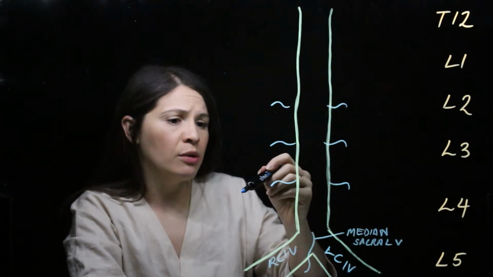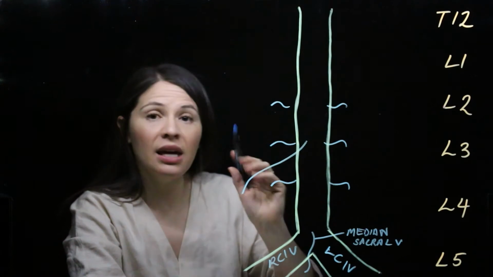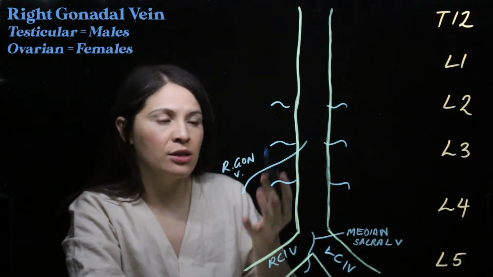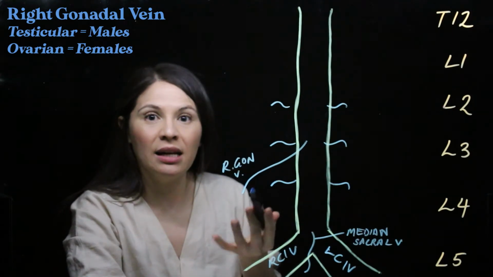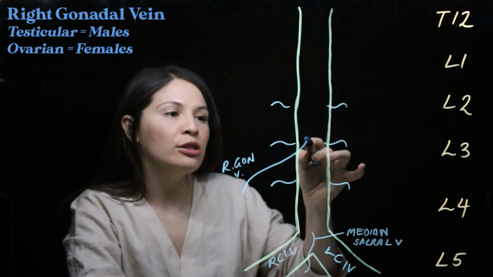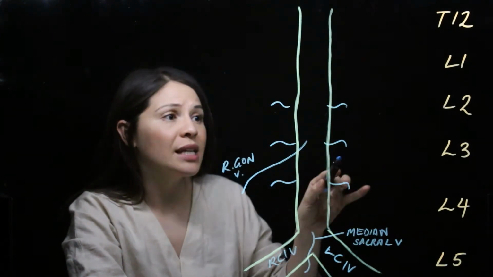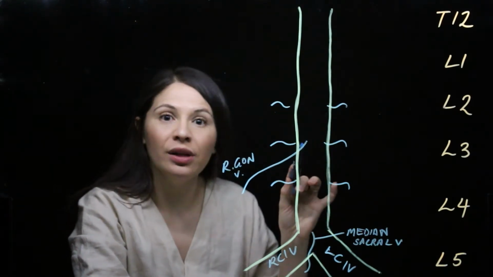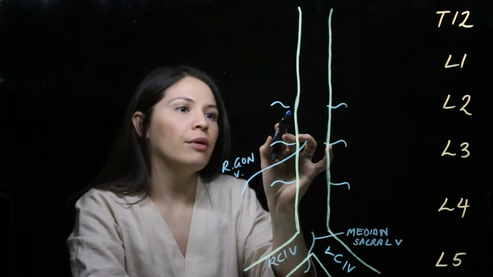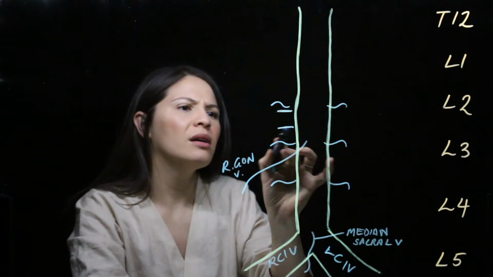So also coming in, we're going to have the right gonadal vein. And the right gonadal vein, so that would be the right testicular vein in males, and then the right ovarian vein in females. So this drains directly into the inferior vena cava, whereas the left is going to drain directly into the left renal vein. So let's just pop them around this level here.